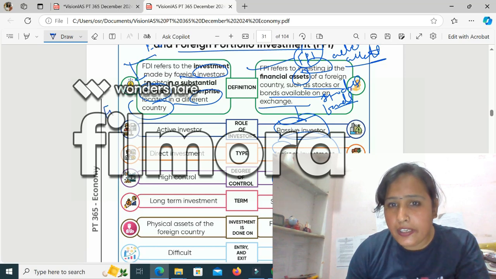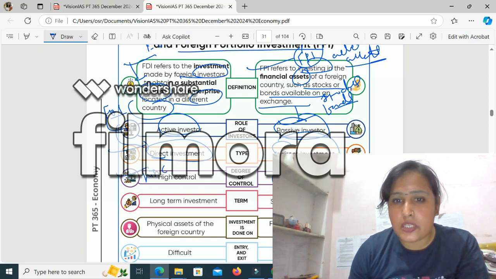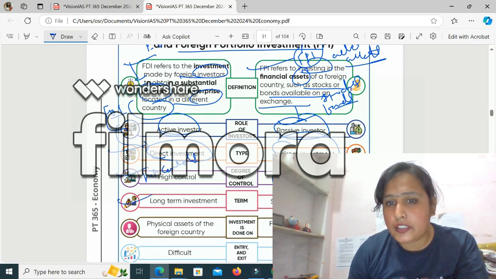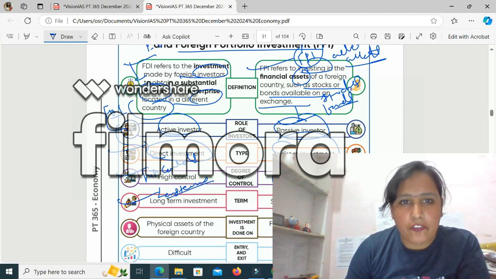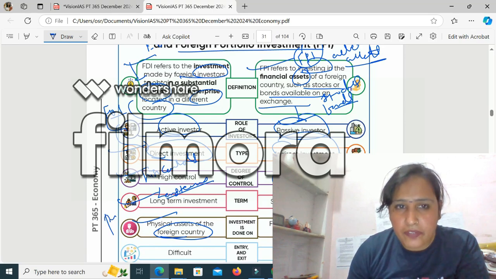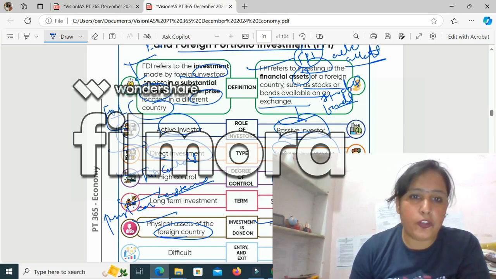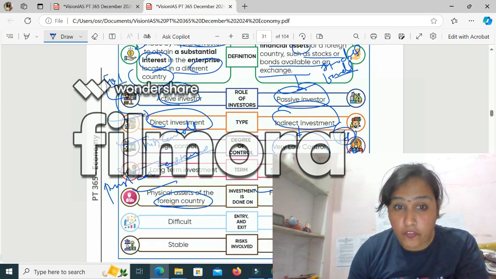And the FDI basically has active investors. Direct investment will always be there, with high control. There's high control for the countries, and it is long-term investment. That's why this is very safe for the countries. Physical assets of the foreign country are included in this. In the FPI, there are financial assets: bonds, stock markets, and all that. And physical assets like construction, buildings, schools, education, factories are included in the FDI.